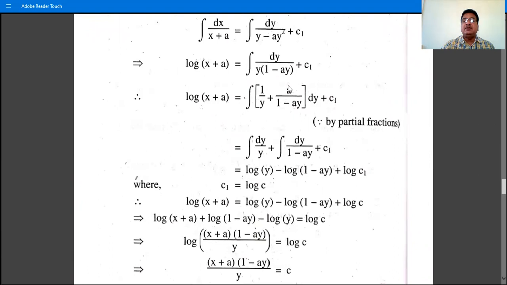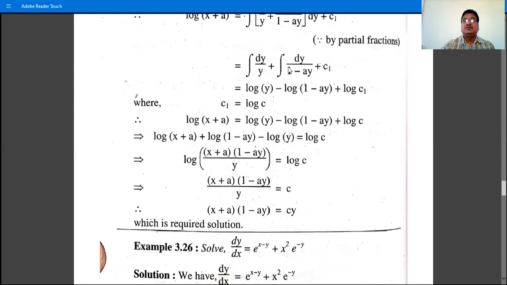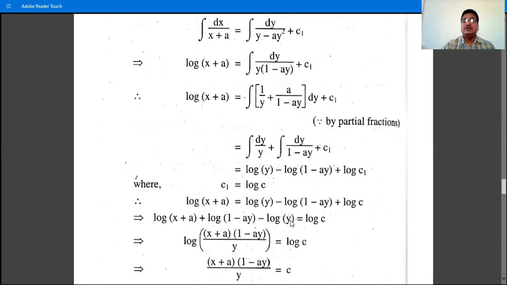divided by a and into a, which becomes 1. So a as it is, right? And then the integration of 1 by (1 minus ay) by using the rule: what is the integration of 1 by (ax plus b)? Log (ax plus b) divided by a.